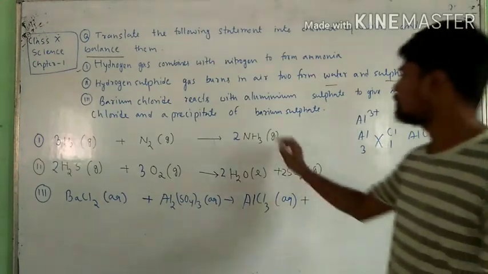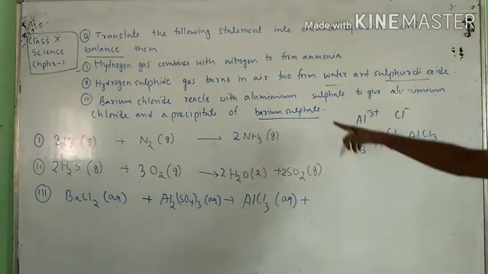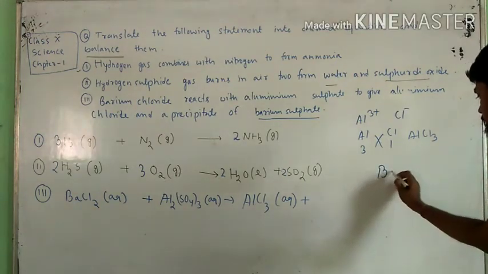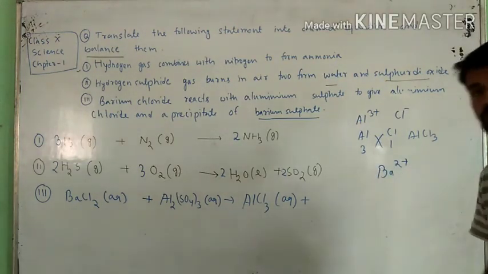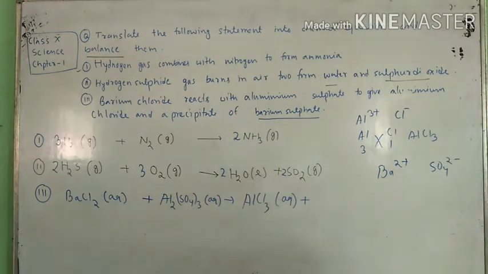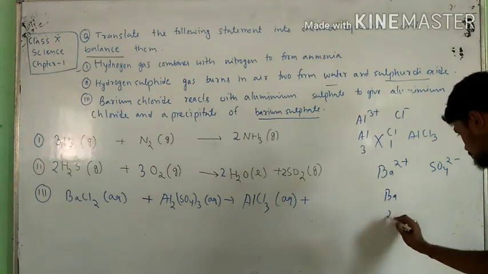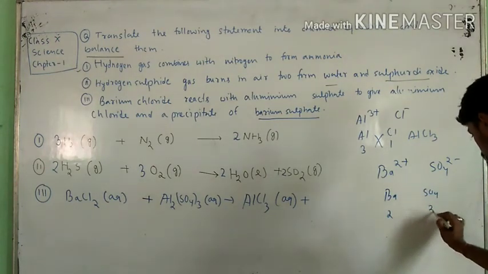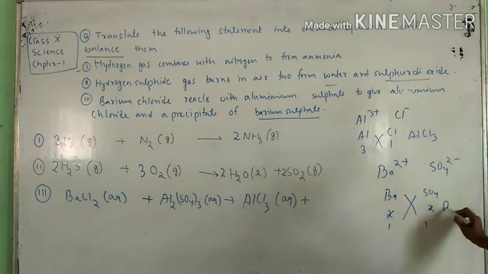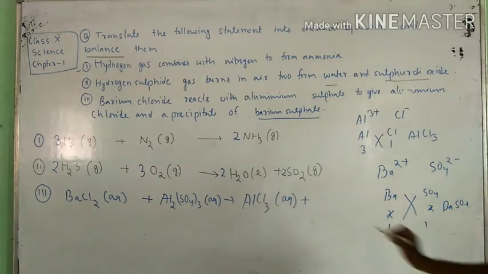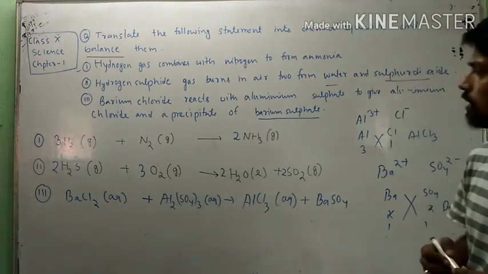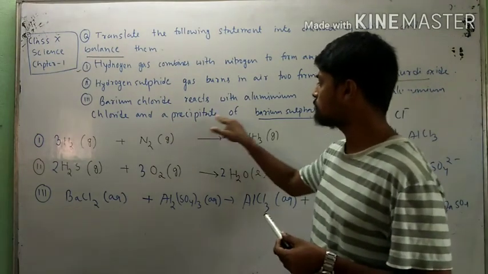And now we are going to identify the formula of barium sulfate. Earlier we wrote the formula of barium, which is Ba2 plus. The formula of sulfate is SO4 2 minus. So Ba is 2, SO4 is also 2. So we can cancel them, we become 1 and 1. So the formula is BaSO4. And in the question it is given that a precipitate of BaSO4.